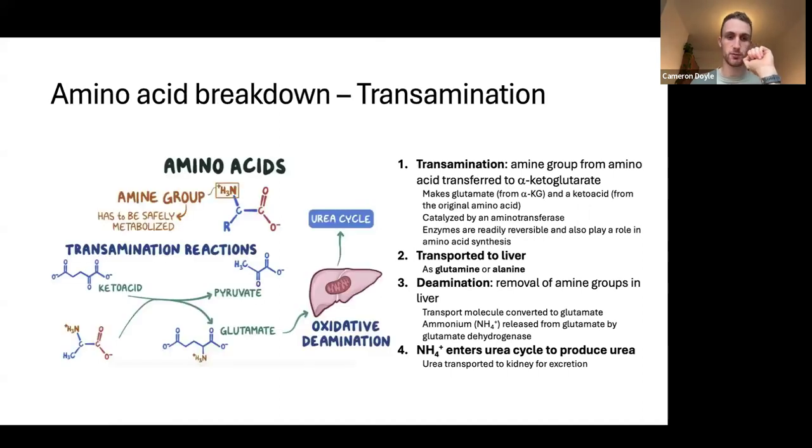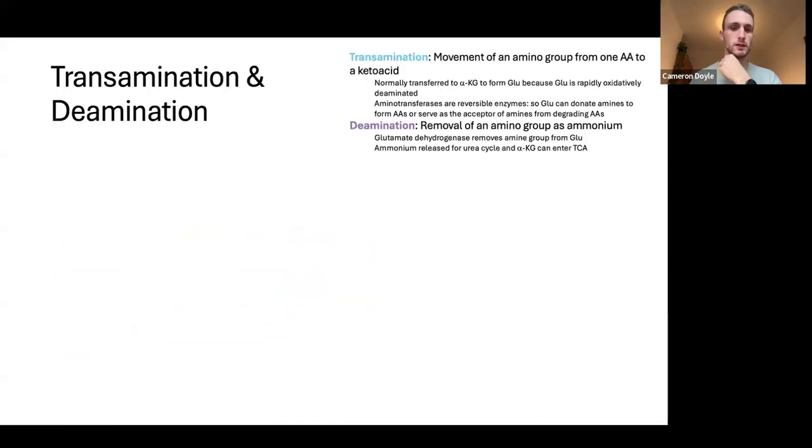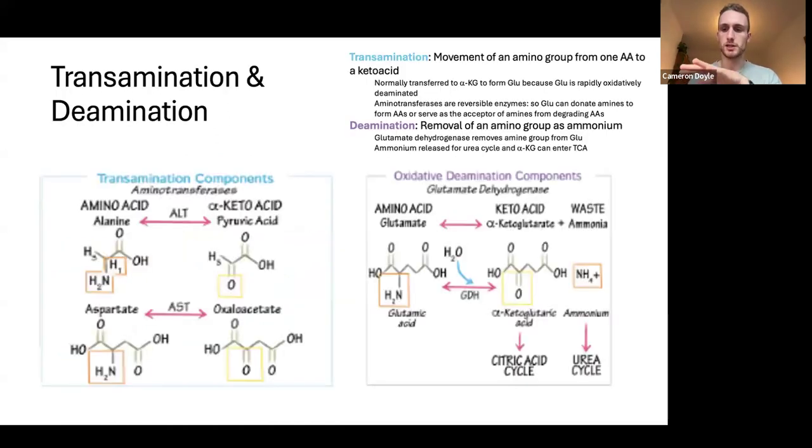Transamination, deamination. This is the slow process of removing nitrogen from these molecules, where you're basically moving the amine group, the NH3 group, to other molecules to essentially remove it from your body, and then remove the nitrogen through the urea cycle. Again, I'll let you go over this in your own time.